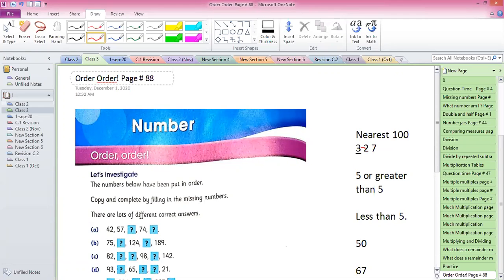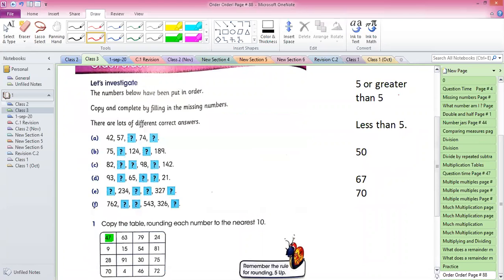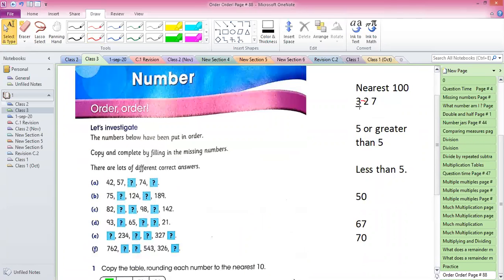So that is 2. If this number is 5 or greater than 5, then I will add 1 in the hundreds place, and I will make these two as 0. Okay, but this is less than 5. 2 is less than 5, so I will write only 3. I don't need to add any number here, so it will be the same 3.